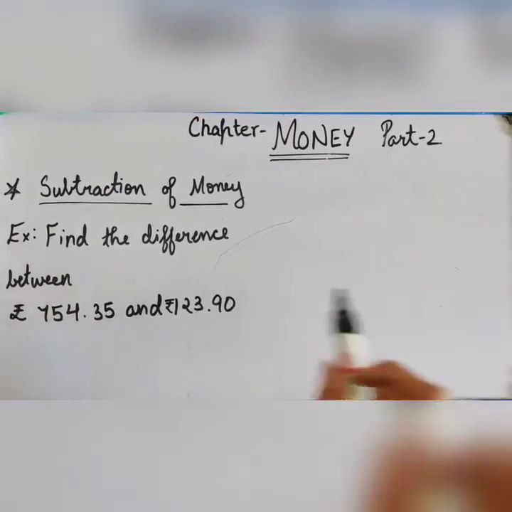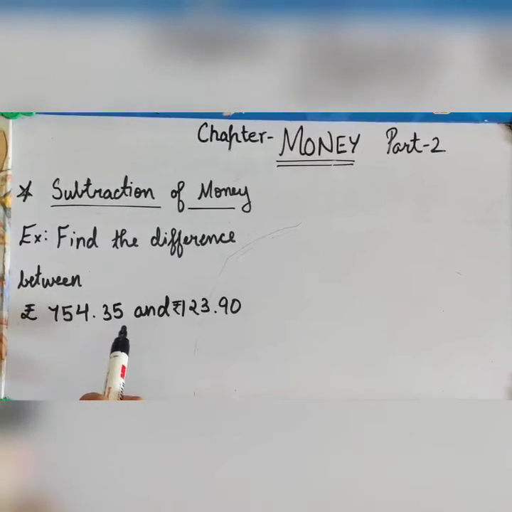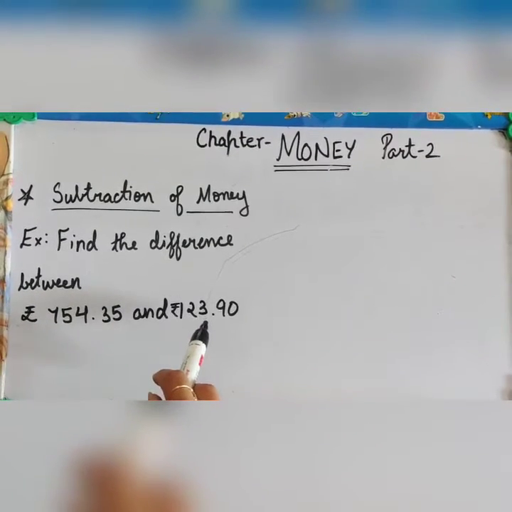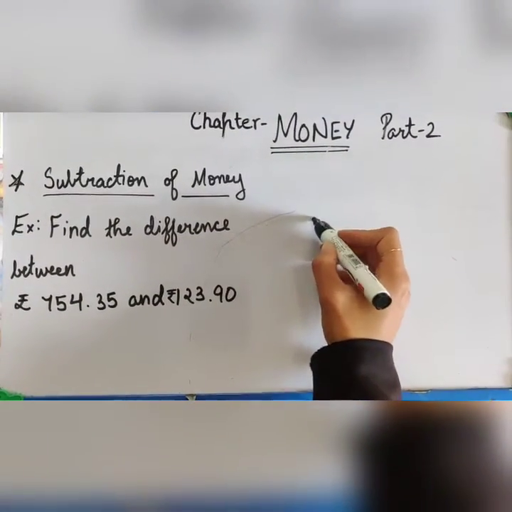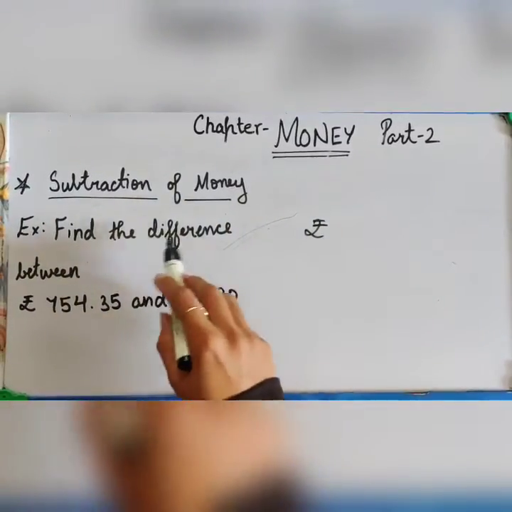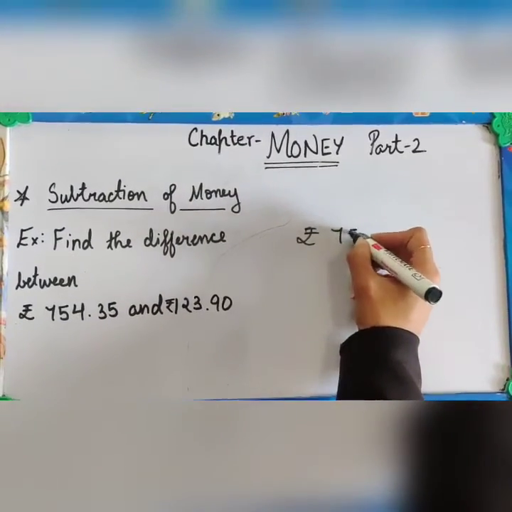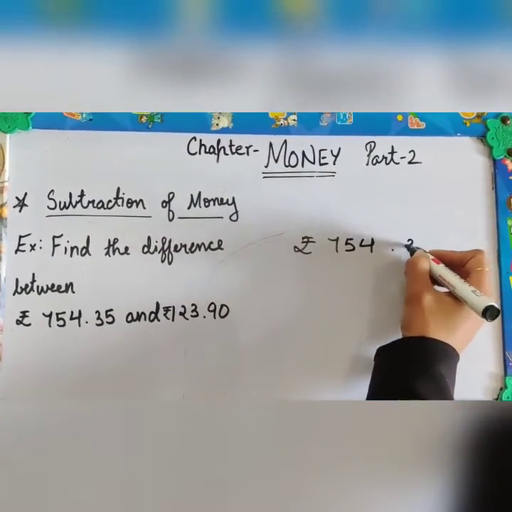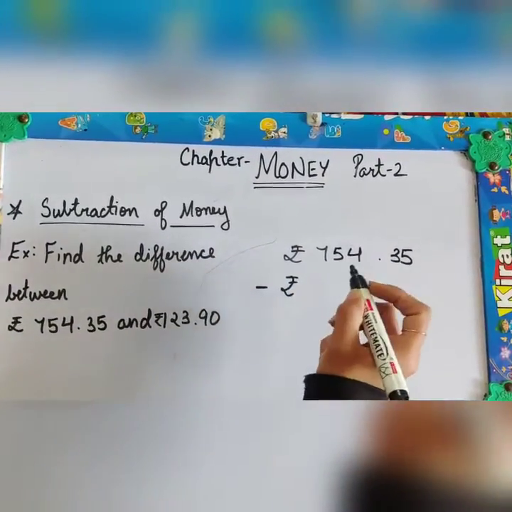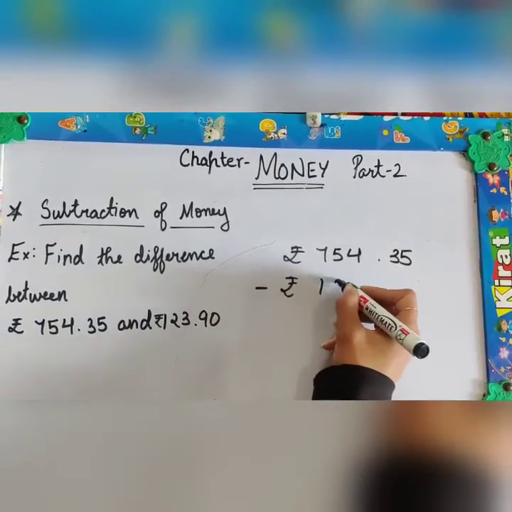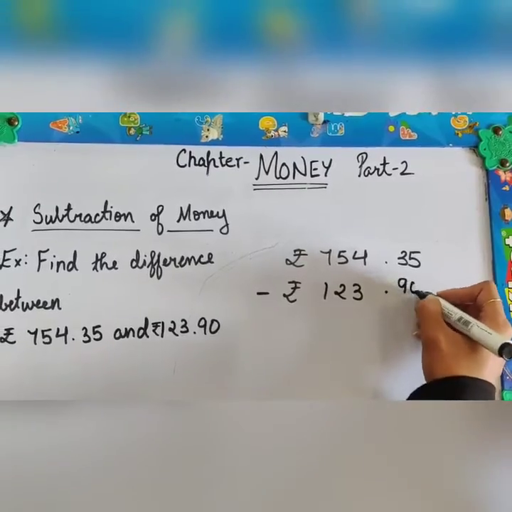Let us do one more example. Find the difference between rupees 754.35 paise and rupees 123.90 paise. First we will write this in columns. As you know, difference is also subtraction. First we will write the first amount, 754.35 paise. Then first we will put the sign of subtraction. Next amount is 123, dot below dot, then the amount of paise.